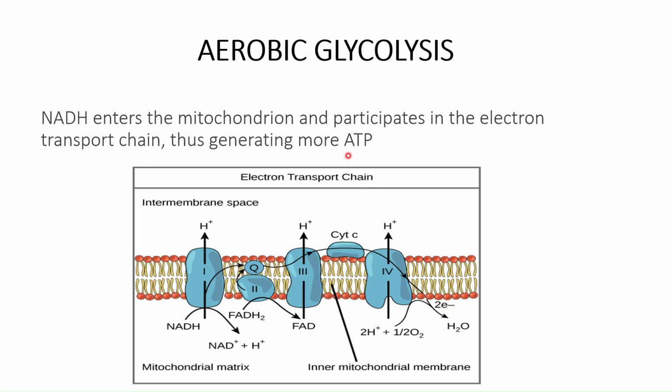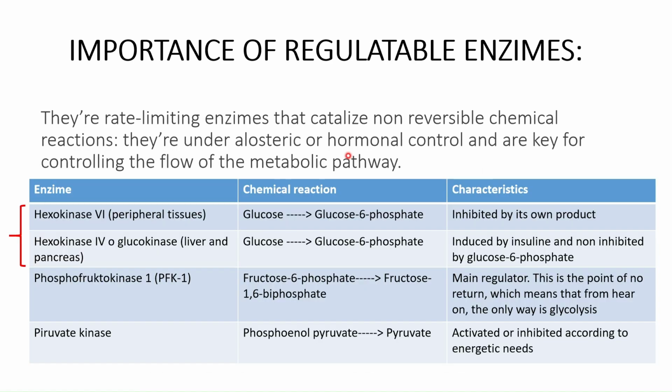Okay, so now that you know the two contexts of what happens, we are going to talk about why the regulatory enzymes are important. Basically, because they are rate-limiting enzymes, and they catalyze non-reversible chemical reactions. So they are going to be under allosteric or hormonal control, and they are going to control the flow of the pathway. Okay, so if we have a lot of ATP, it doesn't make a lot of sense that we go through glycolysis. But if we do not have a lot of ATP, it makes a lot of sense that we go through glycolysis, and this is why these enzymes are important.